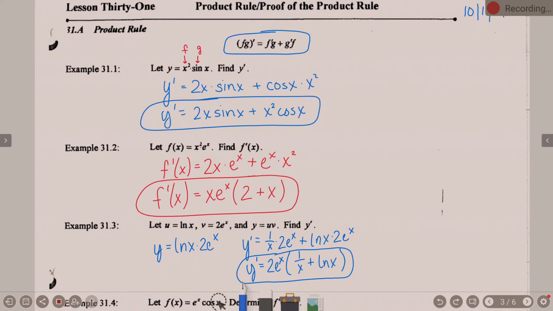Shall we move on? You guys can go ahead and try the next one if you want while I move my screen.